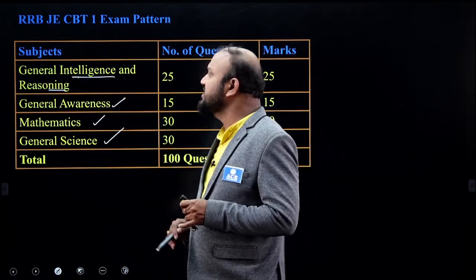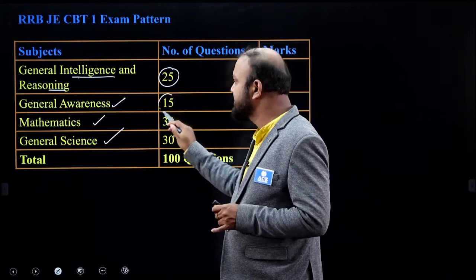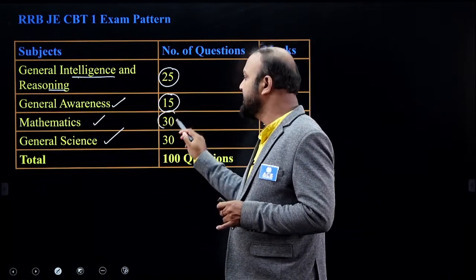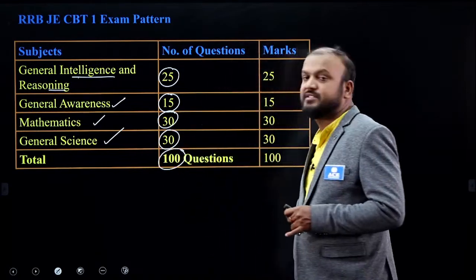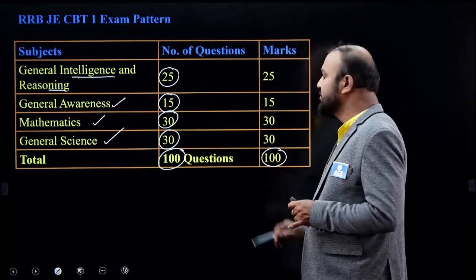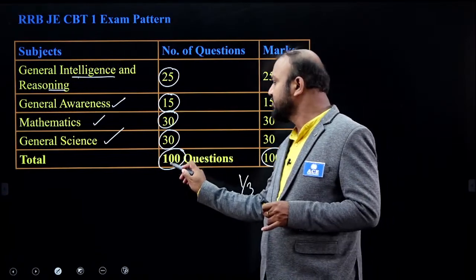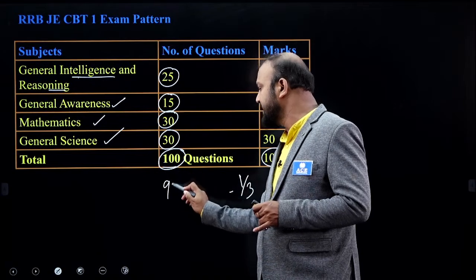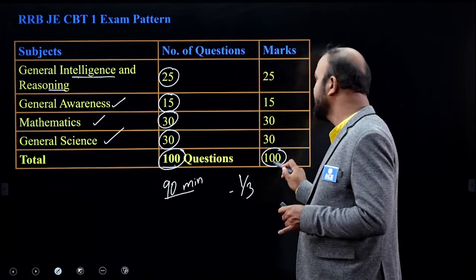And on general intelligence and reasoning, there are 25 questions. On general awareness, 15 questions. Mathematics 30 and general science 30, total 100 questions and 100 marks. And you know that 1/3 negative marking is there. And time to write this exam will be just 90 minutes. 90 minutes, 100 questions, 100 marks.